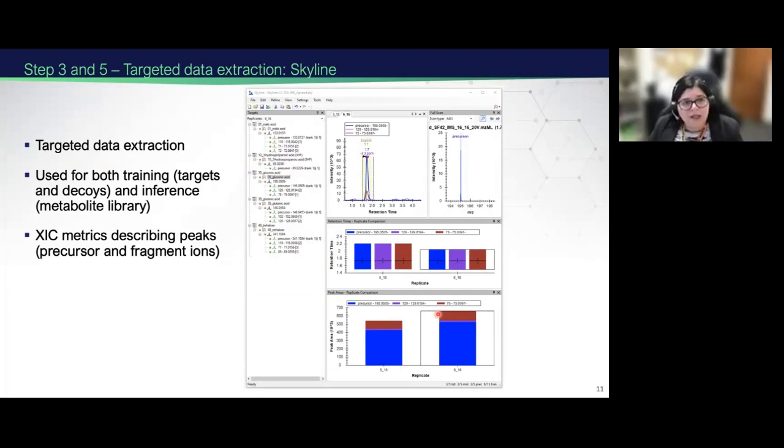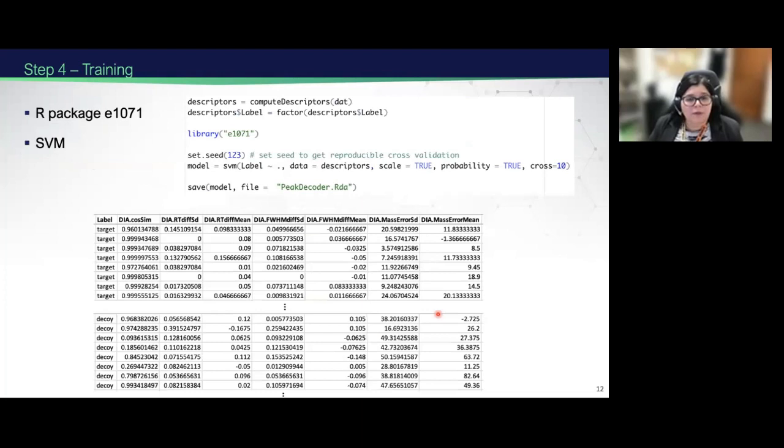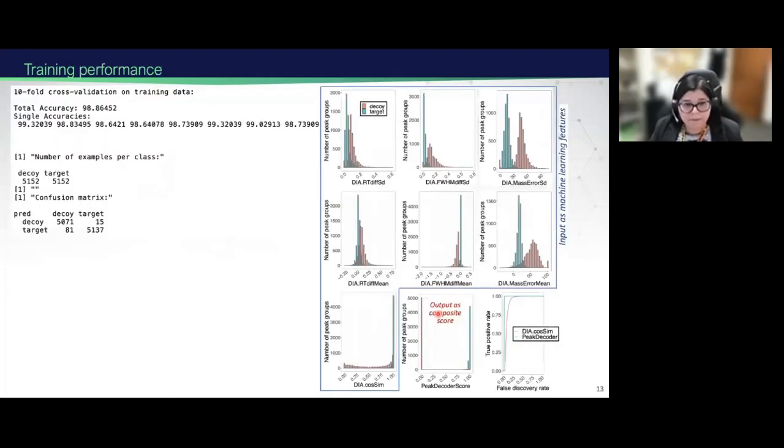As I mentioned, we use Skyline to do the extraction of the signals, the target extraction, after we generate the targets and decoys, and also to extract the signals from the library with our metabolite library. Then we perform the training. Our code just takes this list of metrics where we know what are the targets and decoys, and then we can train this support vector machine to distinguish between the metrics that are from a good signal quality peak group, or a bad one, or the decoy.